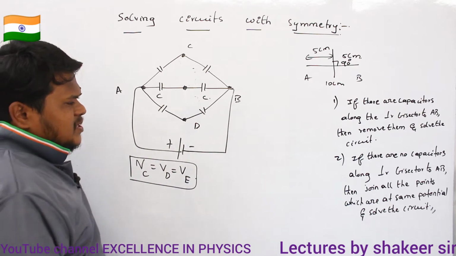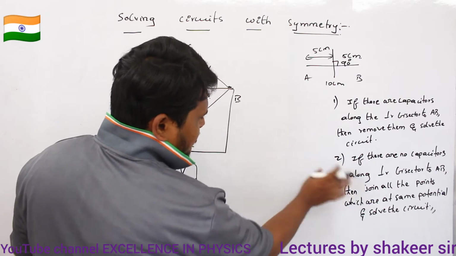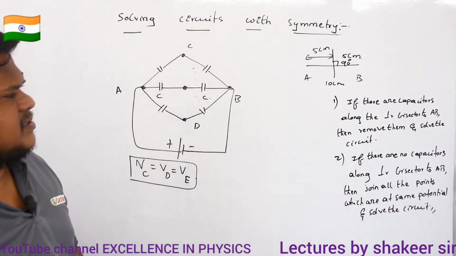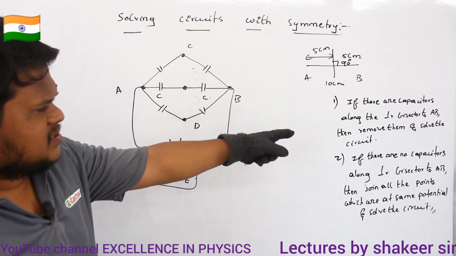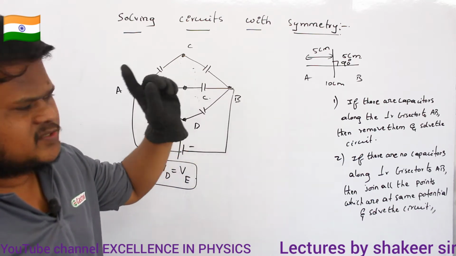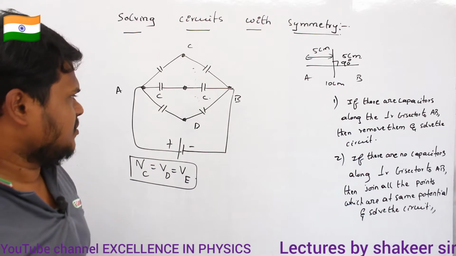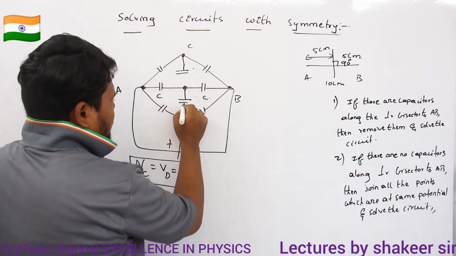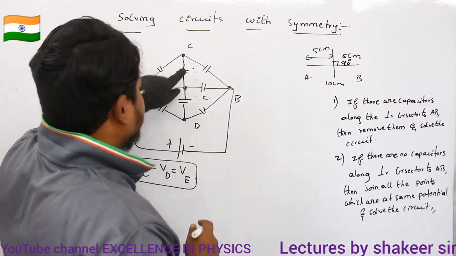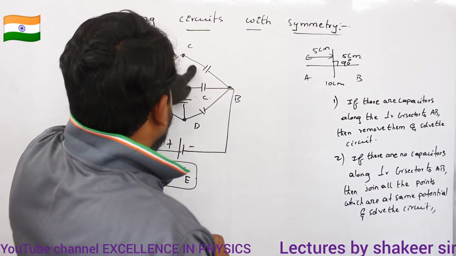Now again here we have written 2 points. What are the 2 points we have written? If there are capacitors along the perpendicular bisector to line AB, then remove them and solve. That's what we have done previously. So if there are some capacitors in between, we can just remove them and we can solve the circuit.